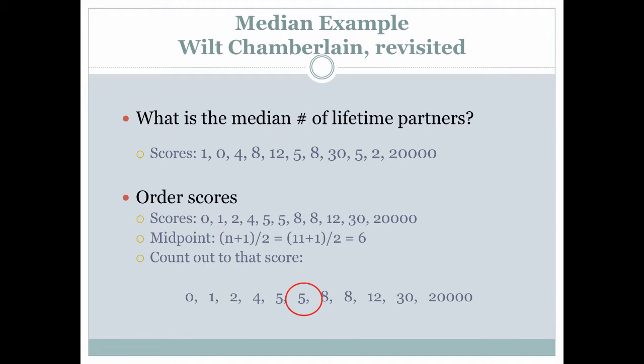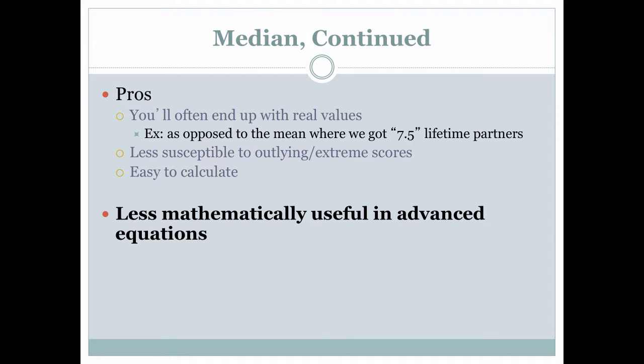So in this particular case, you have 11 scores: 1, 2, 3, 4, 5, 6, 7, 8, 9, 10, 11. Okay, so plus 1 makes it 12. Divided by 2, you get a 6. Now you count up to a 6. So 1, 2, 3, 4, 5, 6. So 5 is going to be your median value. Okay, I think that is very easy to figure out.